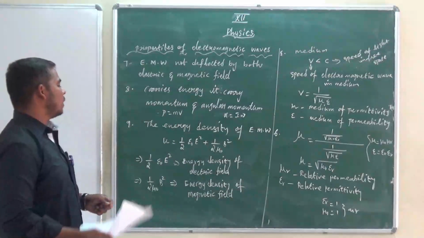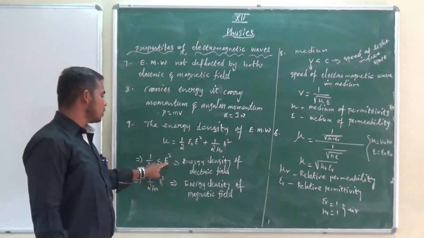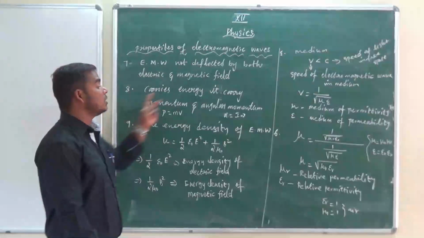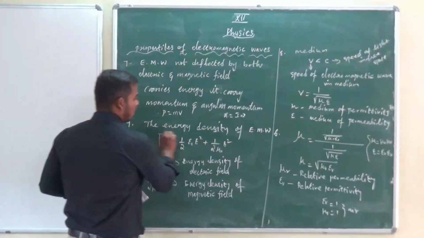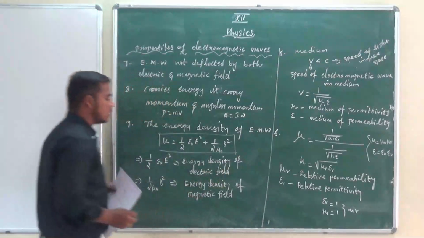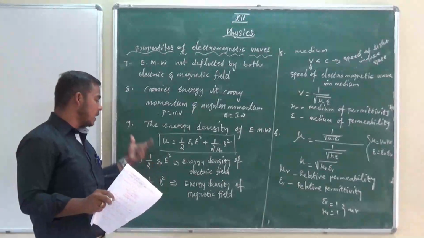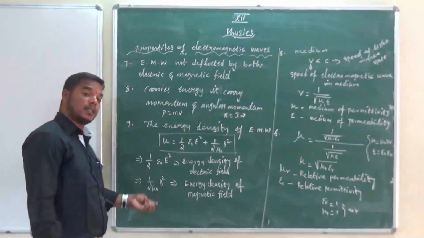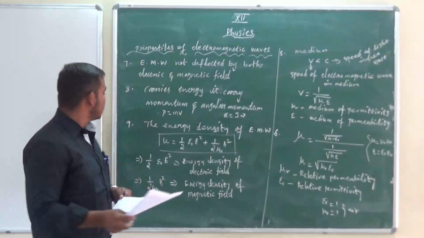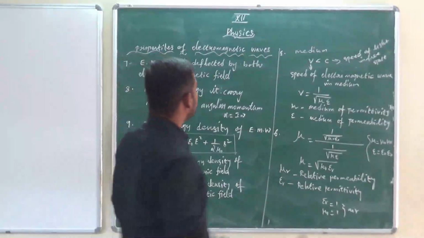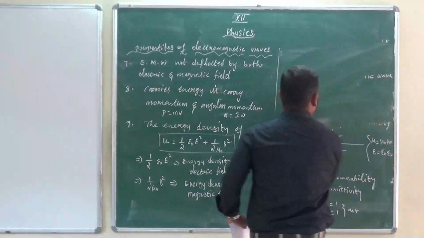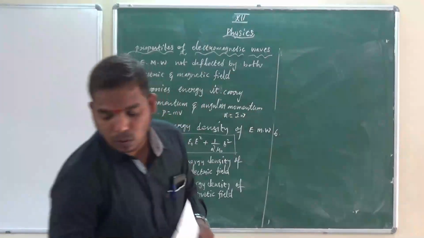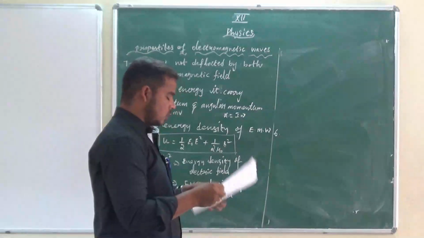Any doubt? If you have doubt, please ask. 1 by 2 epsilon 0 E square is the energy density of the electric field. Why we use energy density: we can find the energy density of the electromagnetic wave. This is the common equation; in the common equation, we can explain the separate terms. So 1 by 2 epsilon 0 E square is the energy density of the electric field and the other is the energy density of the magnetic field. So ninth point. These are very important questions. All the points they will ask for one mark. This is a repeated question area, so don't hesitate.